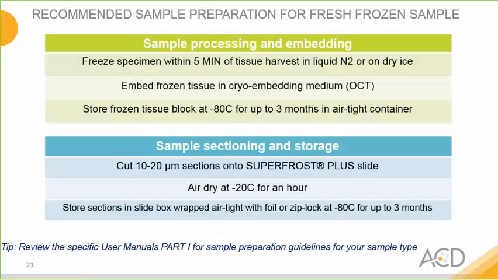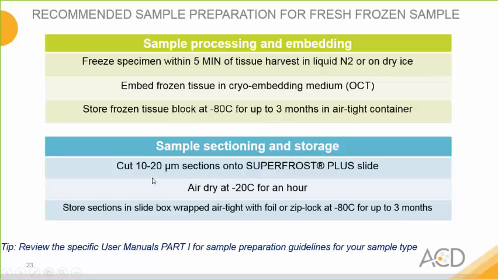Okay. So here's an example of the recommended method for fresh frozen samples. Fresh frozen is a commonly used sample type for the fluorescence assay. For fresh frozen samples, the recommendation is to freeze your sample within 5 minutes of tissue harvest in either liquid nitrogen or on dry ice, and then embed the tissue in OCT. You can then store the block at -80 for up to 3 months in an airtight container.